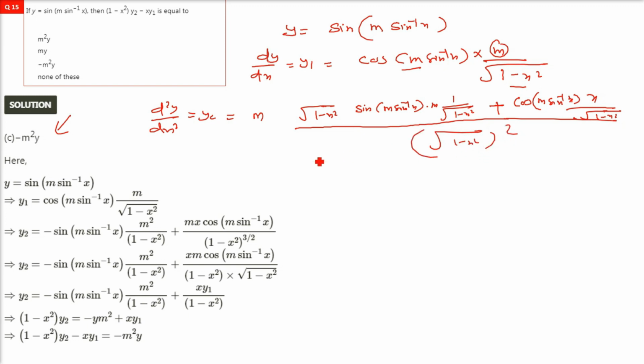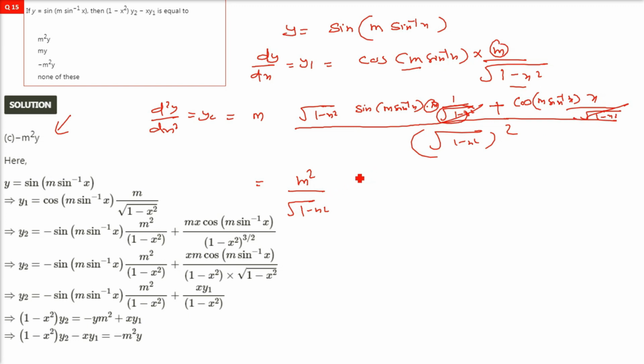So this root you can cancel. Multiply everything with m, because m was outside already. So the first term is going to be m square. Now this under root 1 minus x square in the numerator and denominator, you can just cancel these two, whichever way suits you. Ultimately, the under root 1 minus x square in the denominator is 1 minus x square, and that 1 minus x square has to go on the left because we have y2 into 1 minus x square in the question.